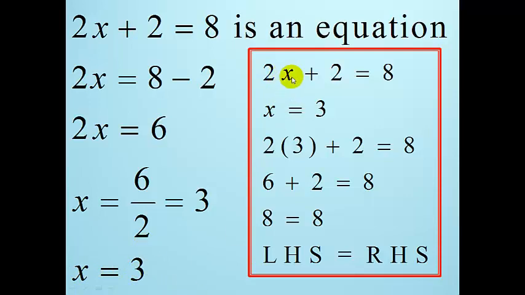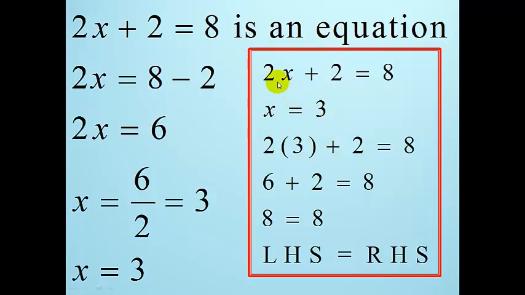Now, from the equation 2x plus 2 equals 8, after calculation, x gives us 3. Now let's substitute and see. Substituting 3 wherever we see x in the equation 2x plus 2 equals 8, we have 2 times 3 plus 2 equals 8. And 2 times 3 equals 6. 6 plus 2 is equal to 8. Now 6 plus 2 equals 8 on the left hand side, and this is equal to 8 on the right hand side. So we can see that the left hand side of the equation is equal to the right hand side of the equation after substituting x is equal to 3.